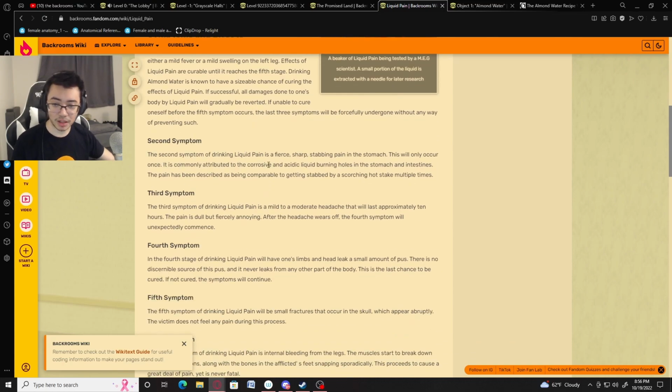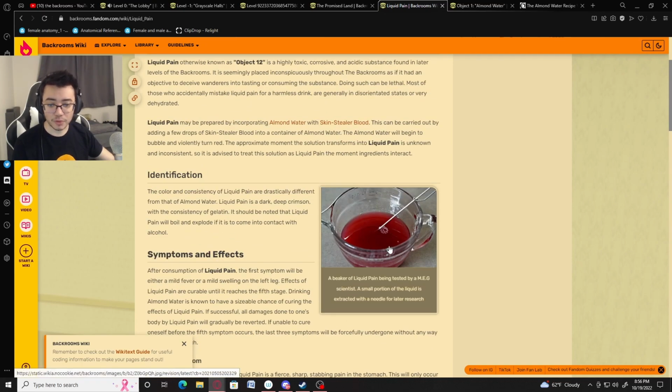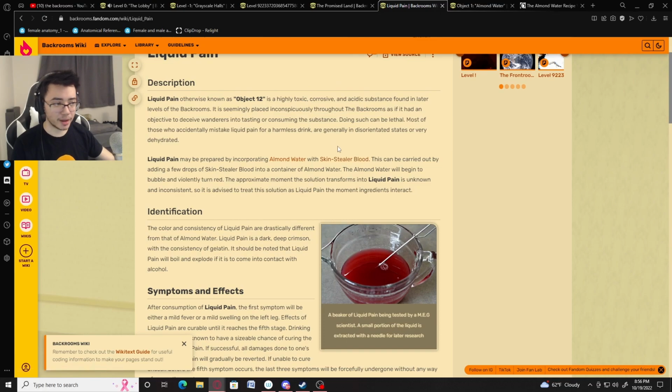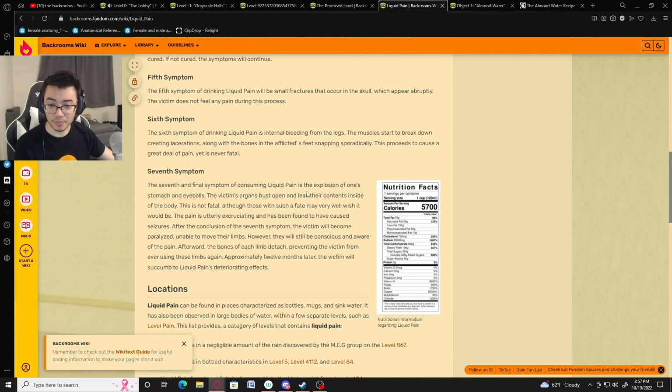Second symptom of drinking liquid pain is a fierce, sharp, stabbing pain in the stomach. That will only occur... So what is the point of drinking liquid pain? What is the point? It's literally just skin stealer blood, right? I can imagine if you drink skin stealer blood, it's probably exactly the same. You would probably die. As a final symptom, consuming liquid pain is the explosion of one's stomach and eyeballs.